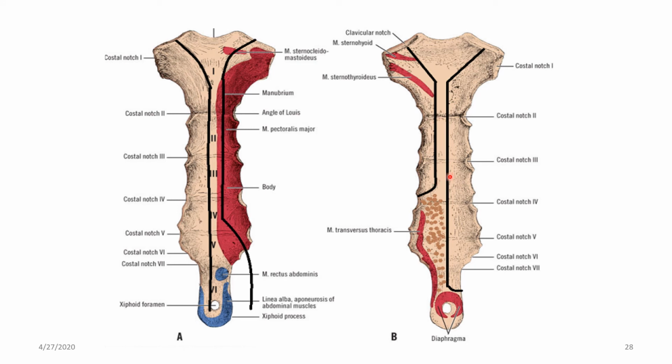Then this is on the posterior surface. Here also you can see the lines of reflection and the origin of the two muscles, sternohyoid and sternothyroid, in relation with the manubrium, and the transversus thoracis muscle and the diaphragm in relation with the xiphoid process.